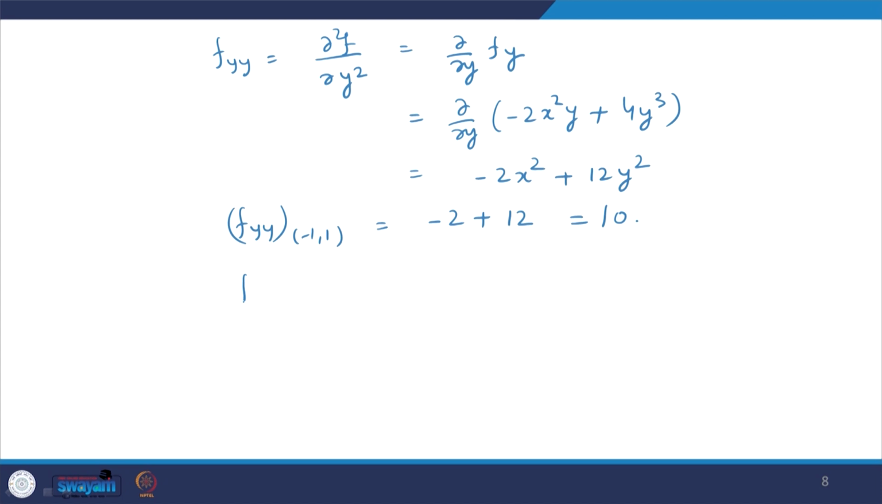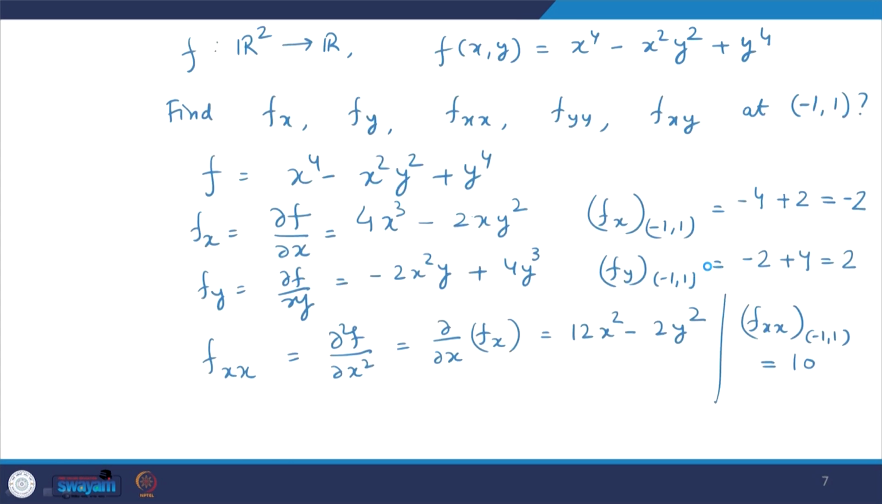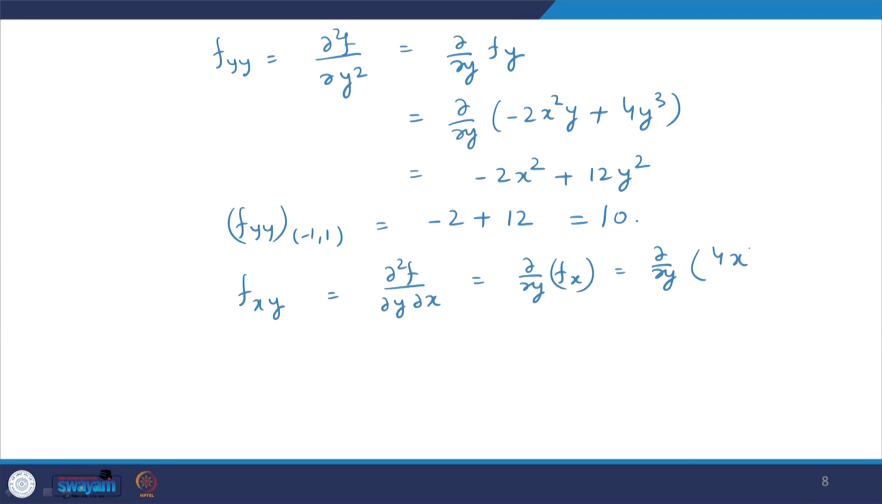Okay. Now, the last is f_xy. f_xy means del square f upon del y del x. That means del by del y of f_x. Now what is f_x? f_x is 4x cube minus 2x y square. So this is del by del y of 4x cube minus 2x y square. So this is 0 minus 4xy, and the value of this at (minus 1, 1) will be nothing but 4.